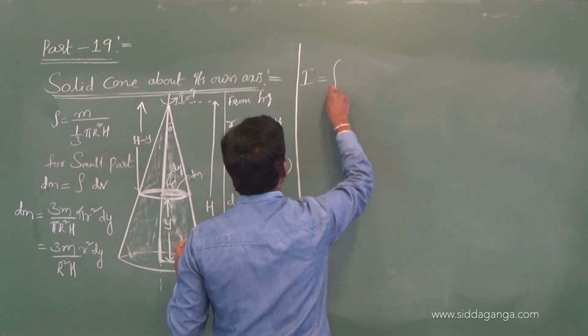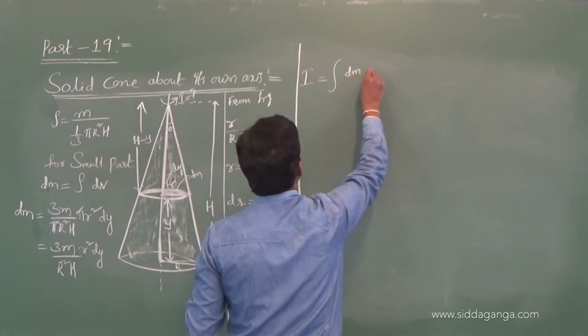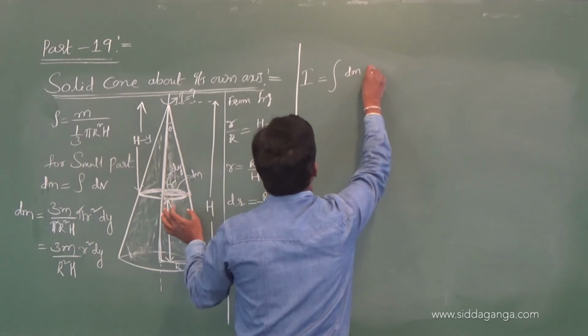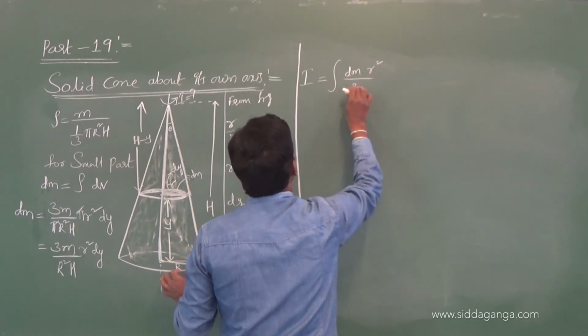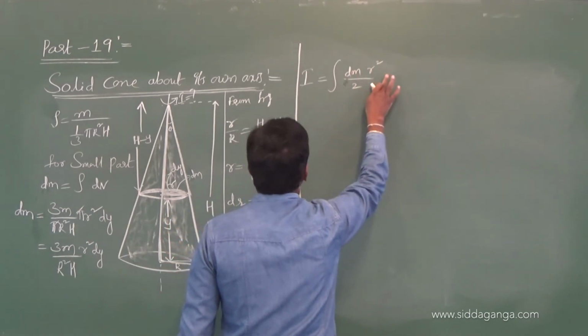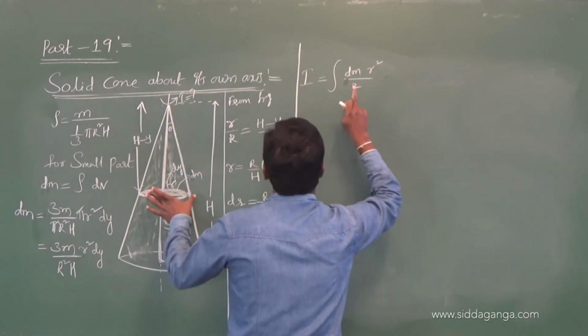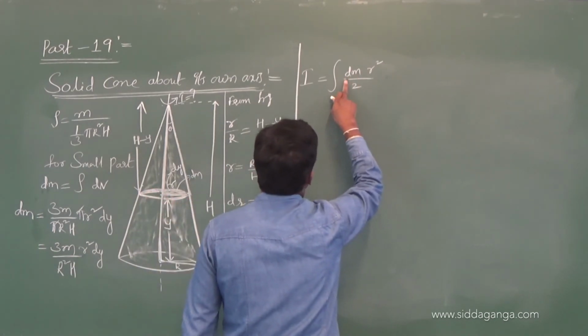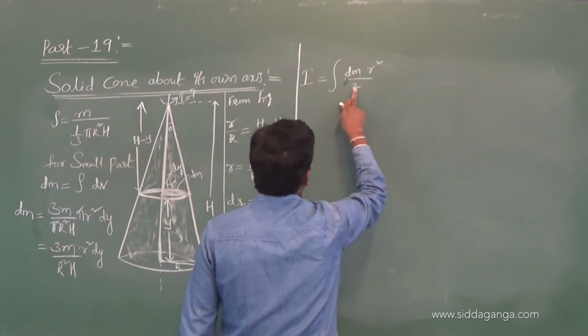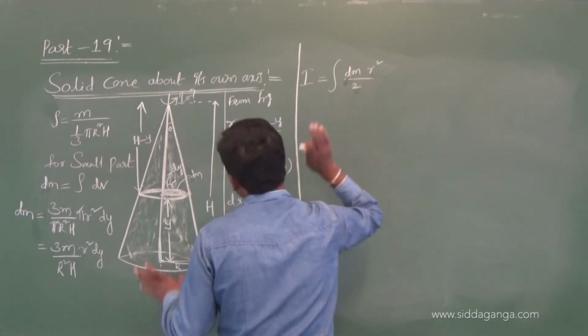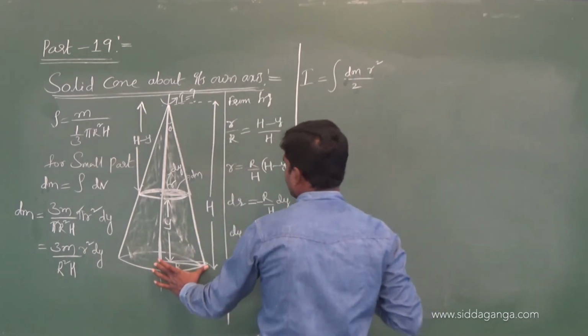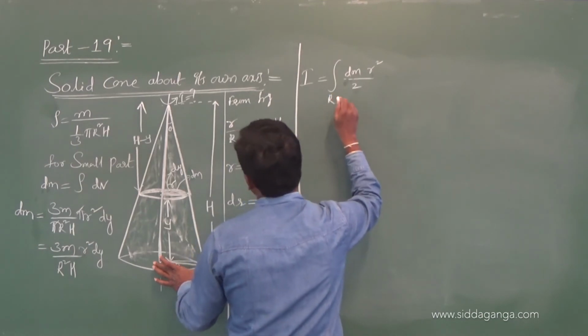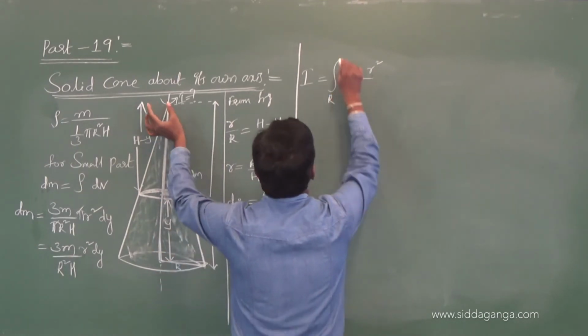What is the moment of inertia of the small part? I is equal to the integration of dm into r square by 2. Why dm r square by 2? Because it is like a circular disc, and a circular disc about its center perpendicular to the plane is m r square by 2. What are the limits? The lower limit is r, and the upper limit, if it goes, becomes 0.